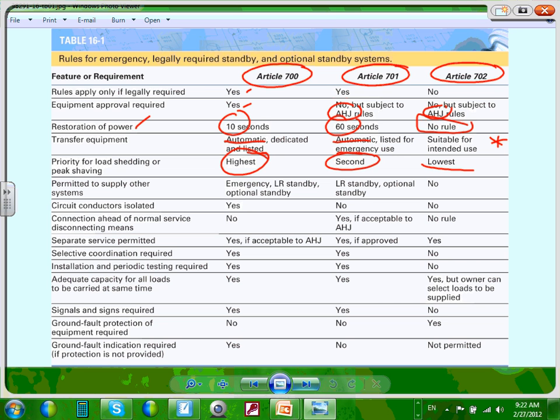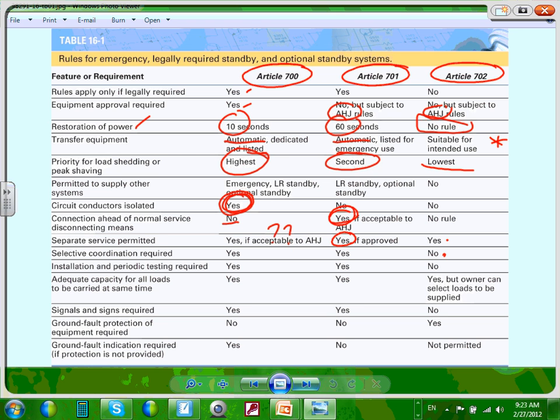Permitted to supply other systems, emergency, standby, no. Circuit conductor isolation, this is the most important thing. Yep, isolation. Connection mode of ahead of a normal service disconnect means this is no. This is yes, with approval from the utility. Separate service permitted, this is the question mark here. This is a yes. This is no here. Yeah, you can, for standby system, separate service permitted, yeah, if it's standby system.